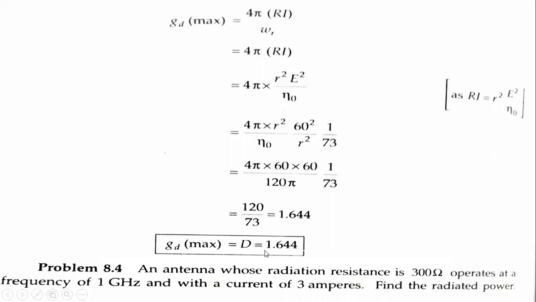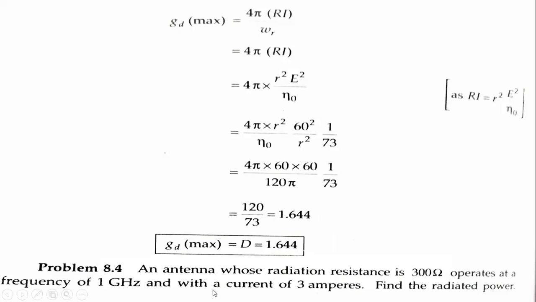So if you don't want to convert that final directivity into dB, then you can write the same answer. If you want to convert, what will happen? 10 log 10 of 1.644. So this is also a possibility to get the answer for the directivity.